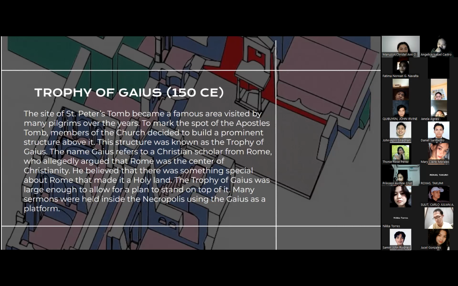Yun yung pinaka-name nila. The name Gaius refers to a Christian scholar from Rome who allegedly argued that Rome was the center of Christianity. He believed that there was something special about Rome that made it Holy Land. Yun yung paniniwala niya. Kaya yung Rome, parang naging Holy Land siya. The Trophy of Gaius was large enough to allow for a platform to stand on top of it. Many sermons were held inside the necropolis using the Gaius as a platform. So next slide po.